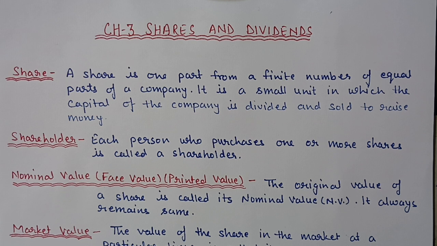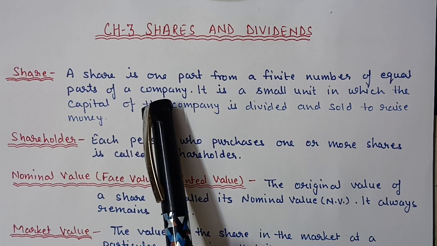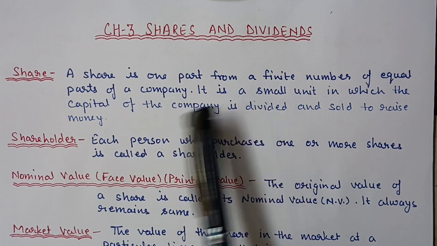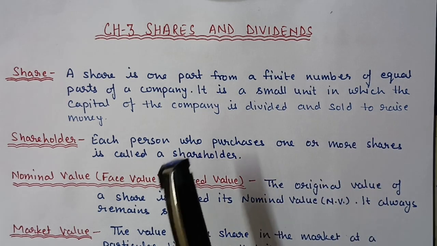What is a share? To start any business or any company, a large sum of money is needed. But if an individual does not have that much amount, then some other persons who are interested in this business can join and form a company. They divide the estimated amount into small parts, and this small part is known as a share. So we can say a share is one part from a finite number of equal parts of a company. It is a small unit in which the capital of the company is divided and sold to raise money.